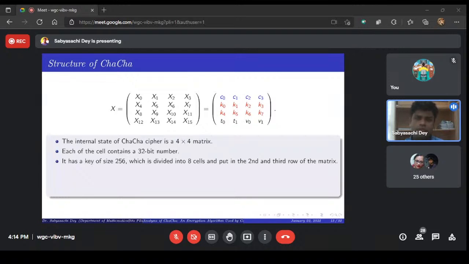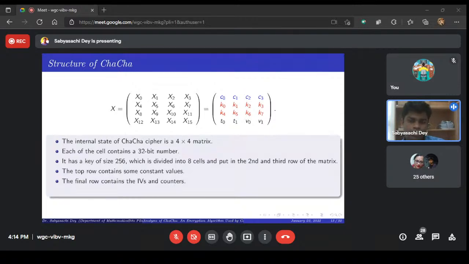So those keys we put in the second and third rows, and in the fourth row we put something called counter and IV. This T0 and T1 are the counter, and V0 and V1 are the IV. The purpose of this counter and IV is that this is not secret. The key part is secret, but T0, T1 and V0, V1 are not secret. These are variables which are known to common people.